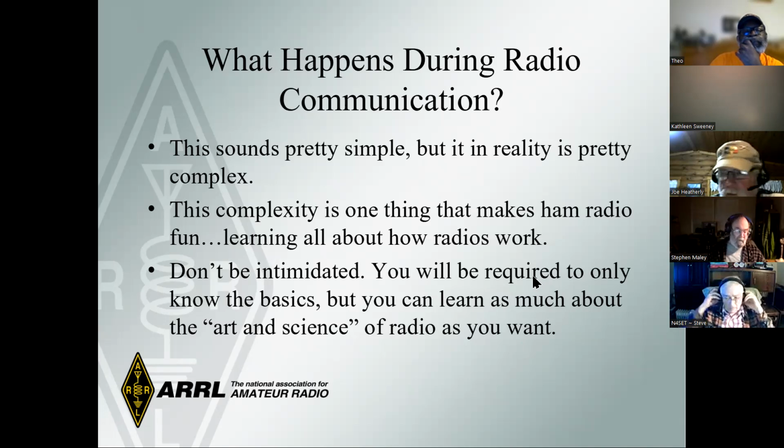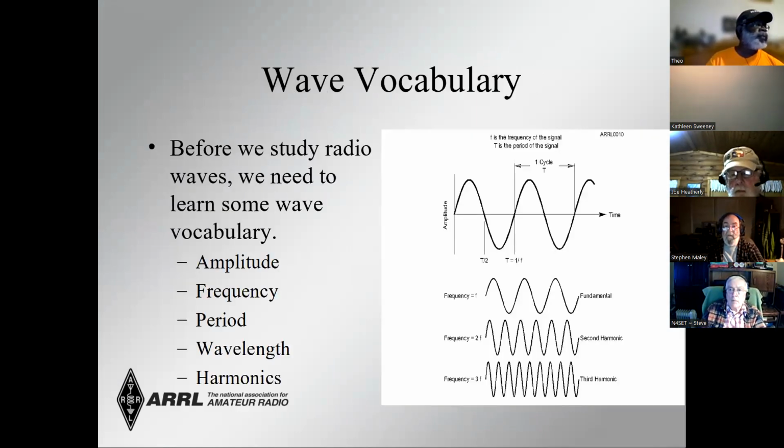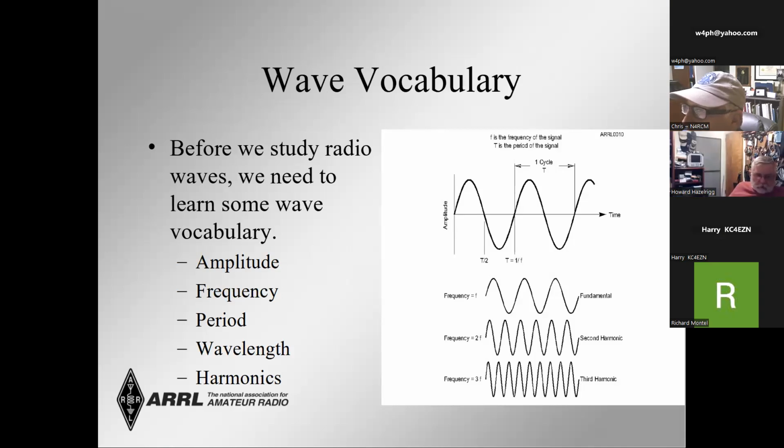Oh, let's see. Radio waves, electromagnetic radiation, are AC waves. AC stands for alternating current. Radio waves are used to carry the information you want to convey to someone else. And here we start with our wave vocabulary. Before we study radio waves, we need to learn some wave vocabulary. Amplitude, frequency, period, wavelength, and harmonics.